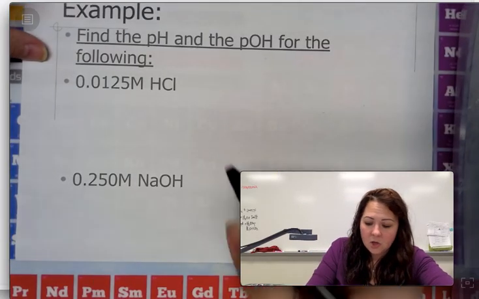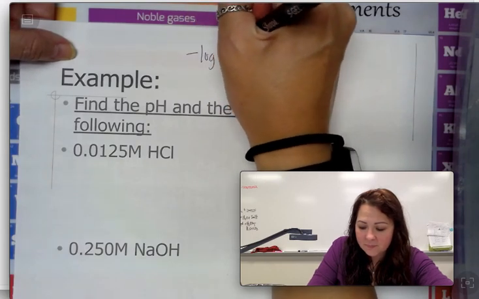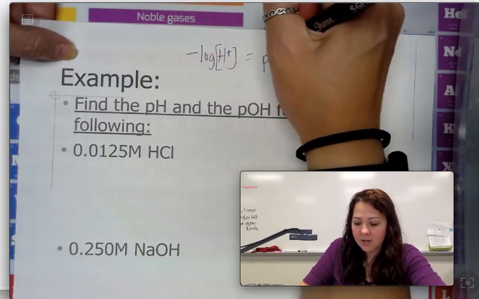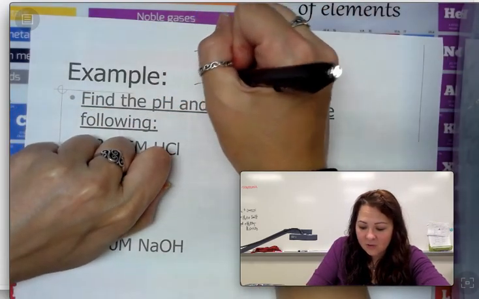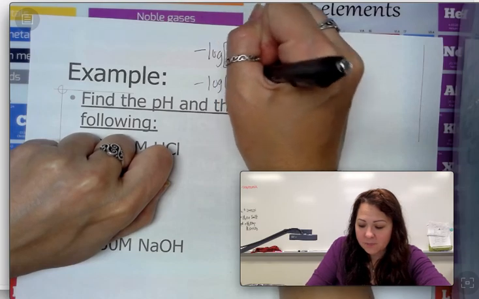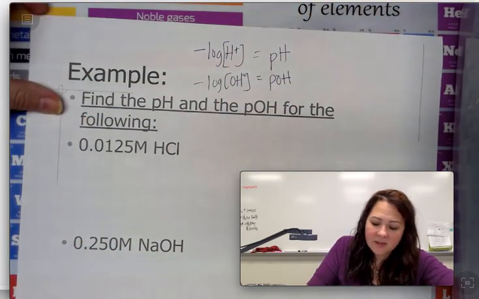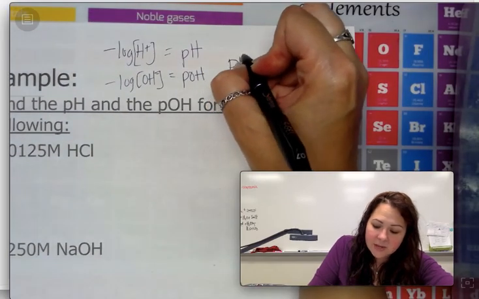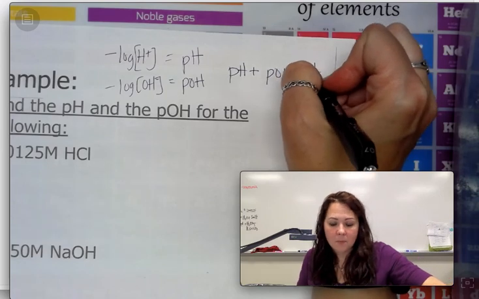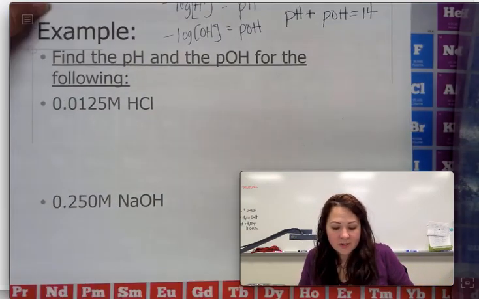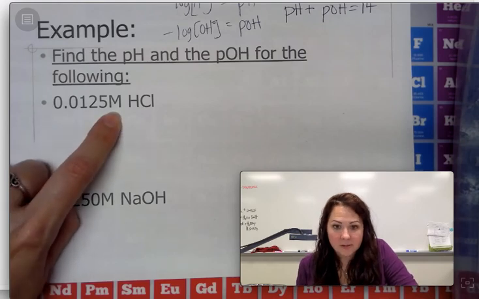So if I'm looking for both of those, you have a few things that you need to remember. First, you have the negative log of the hydrogen ion concentration. That's going to give you the pH. Hey, look, those match. The negative log of the hydroxide ion concentration is going to give you the pOH. And then something else just to keep in the back of your mind, pH plus pOH is equal to the number 14.